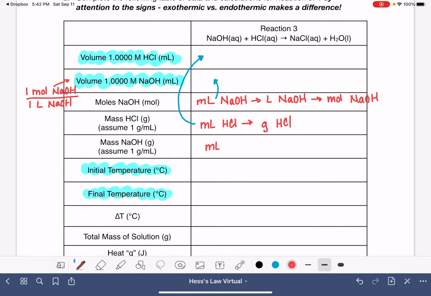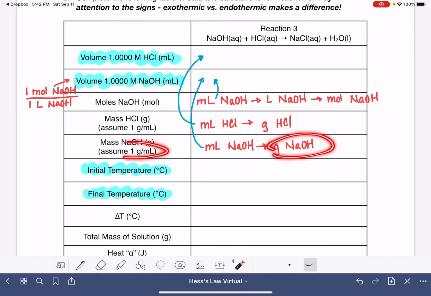This is something that some students get confused by because they want to try to incorporate molecular weight in this one way or another. So this will be the milliliters of the NaOH solution, this guy right there, converting it into grams of NaOH solution using the density. Again, it's a 1-to-1 ratio.